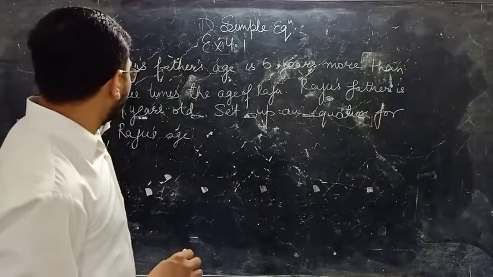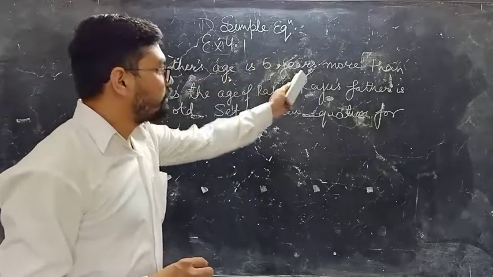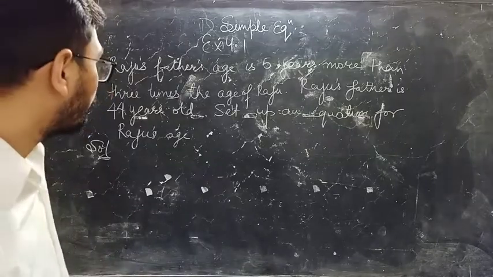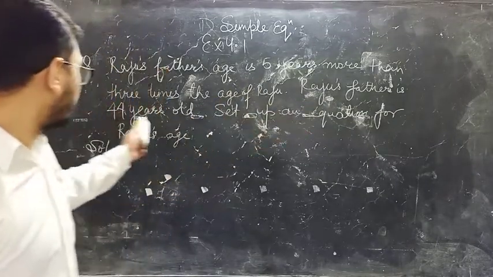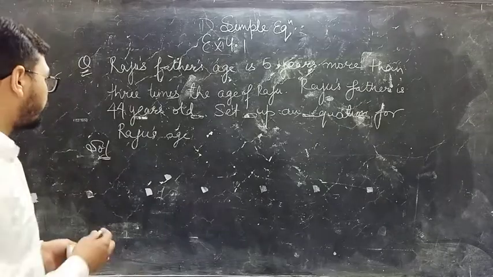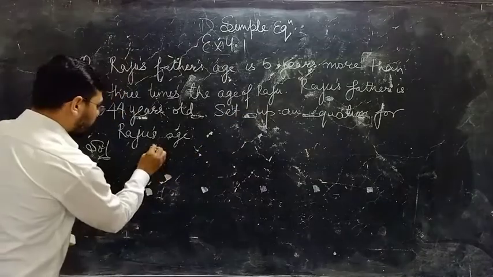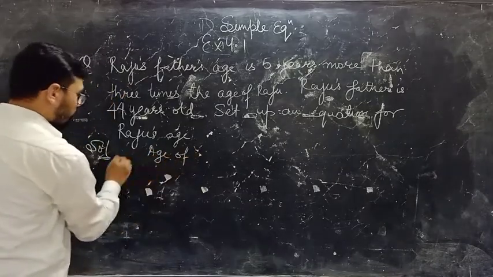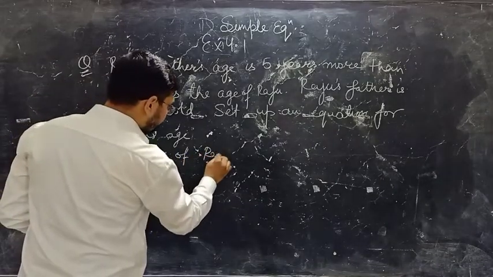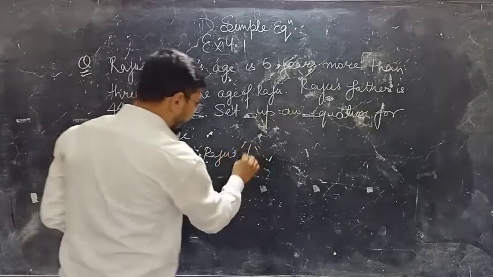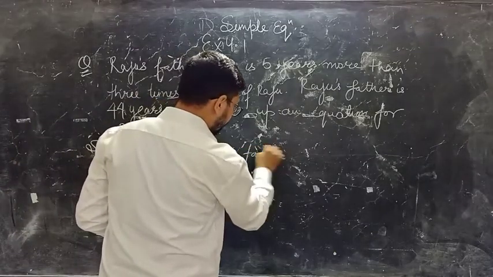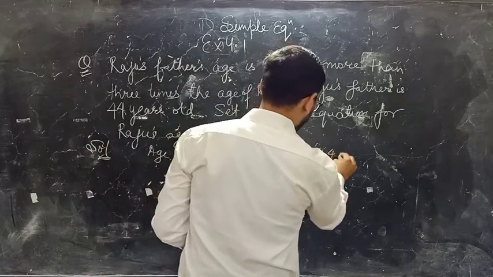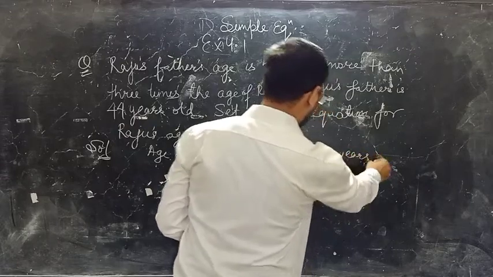Now, Raju's father's age is 5 years more than 3 times the age of Raju. Raju's father is 44 years old. Okay, so the information given to me is that I write age of Raju's father is equal to 44 years. Okay, this is the one condition given in the question.